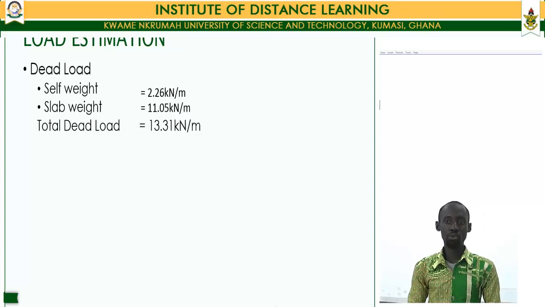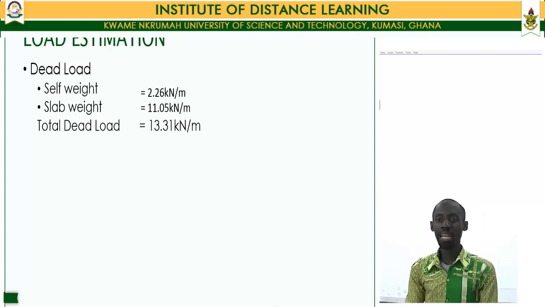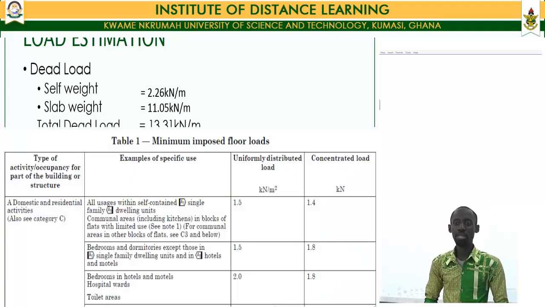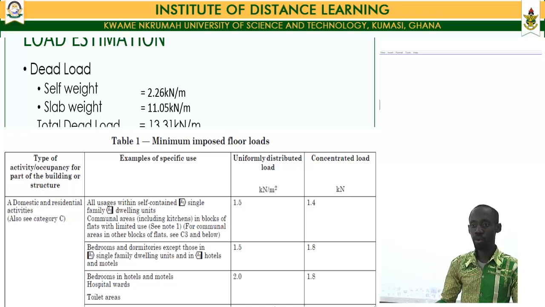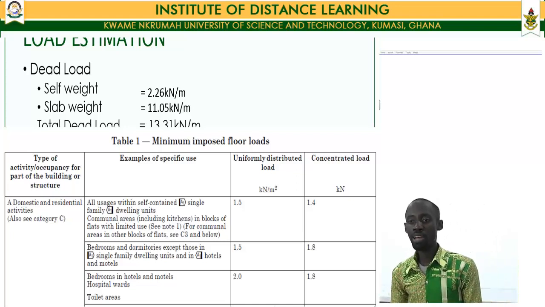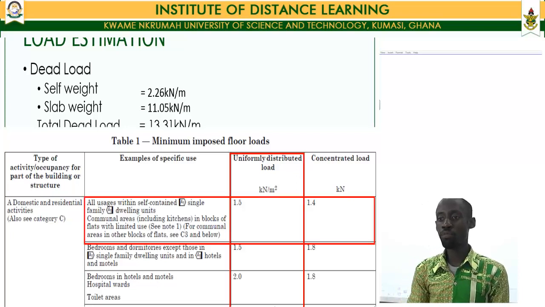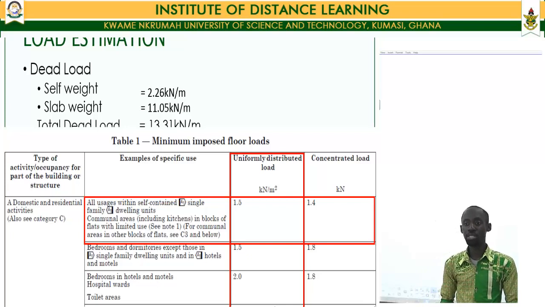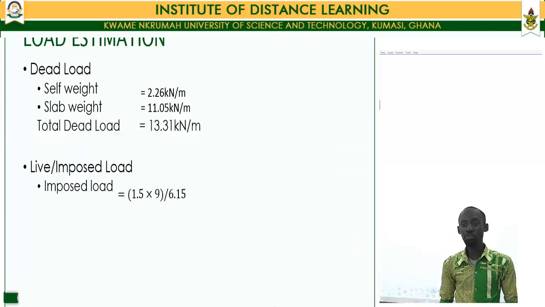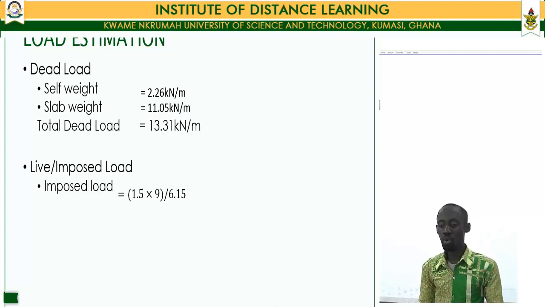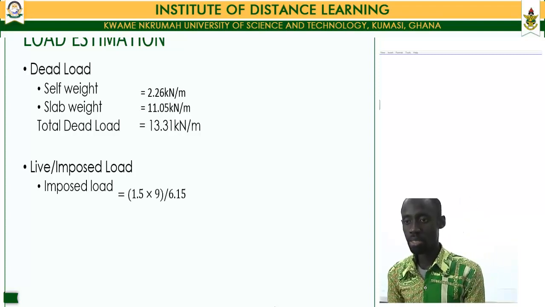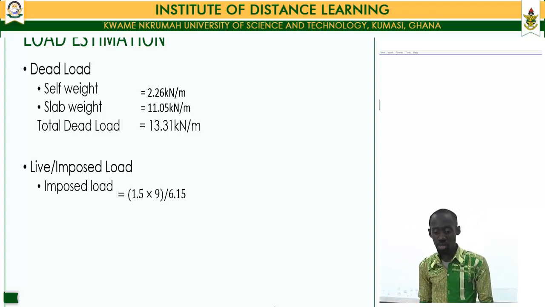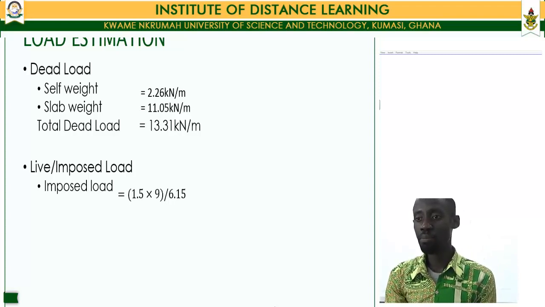Having finished with our dead loads, we now move on to determine our live loads. For our live loads, once again, we'll make reference to Table 1 from the BS6399 as we did for the slab design. During the slab design, we realized that our imposed load had a value of 1.5 kilonewtons. So we pick the 1.5 kilonewtons per meter squared as our live load, and we multiply it by the area of the floor slab that has to be carried by our beam.